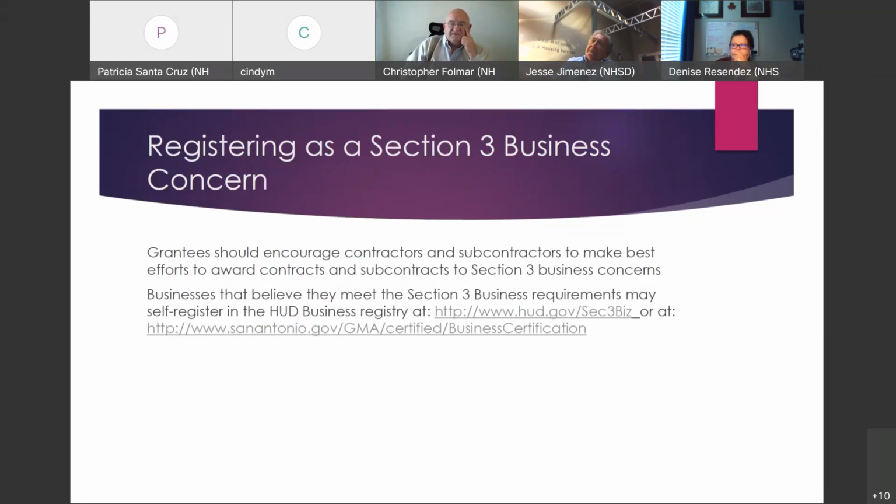Okay, so there's a couple of ways to register as a Section 3 business concern. Both of them are online. One way is to register with us on the GMA website, or you can register directly with HUD, which will get you more exposure with the other agencies other than COSA. Both links are right here.